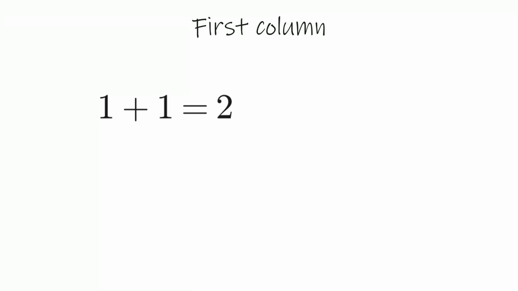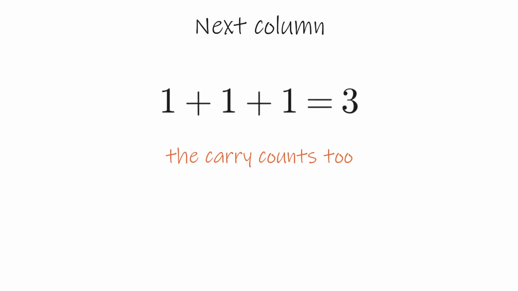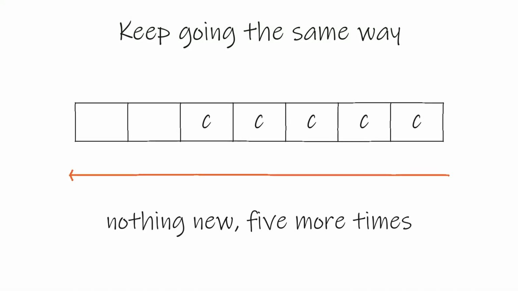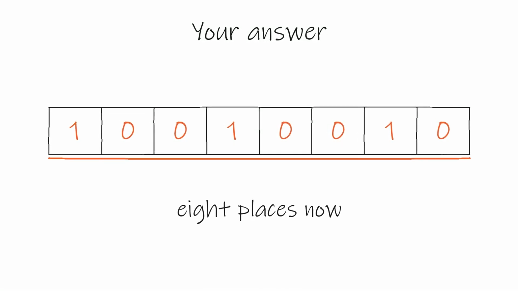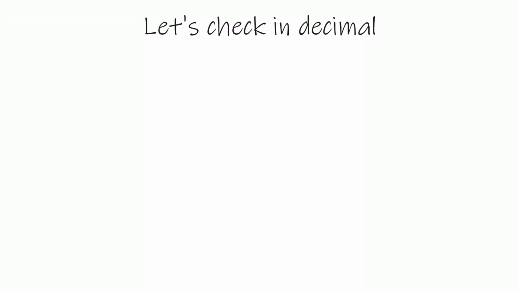First column. 1 plus 1 is 2, in base 2, 1 0. Carry 1. Next column. 1 plus 1 plus your carry is 3. Write 1, carry 1. Keep going the same way. Nothing new, just 5 more times. Your answer, 1 0 0 1 0 0 1 0. Let's check in decimal.